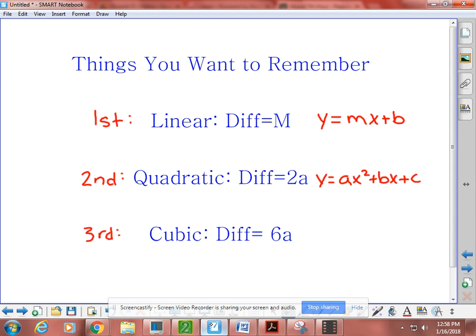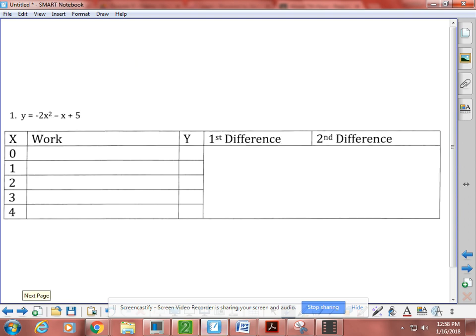And our equation for this one is y equals ax cubed plus bx squared plus cx plus d. All right, so let's go through a couple of our first and second degree, meaning that they're going to be either linear or quadratic. So what you're doing is you're plugging these values in for x and solving.